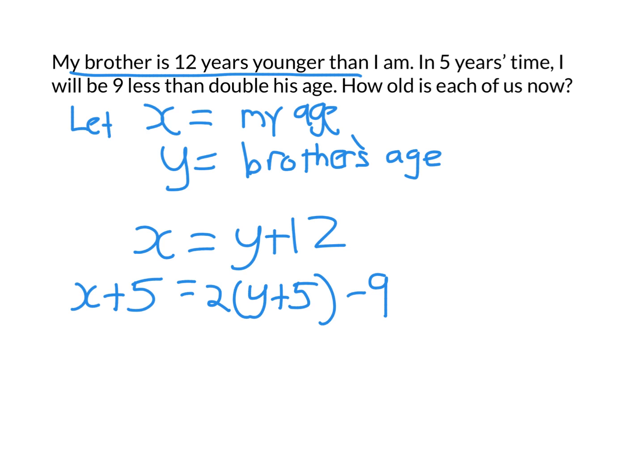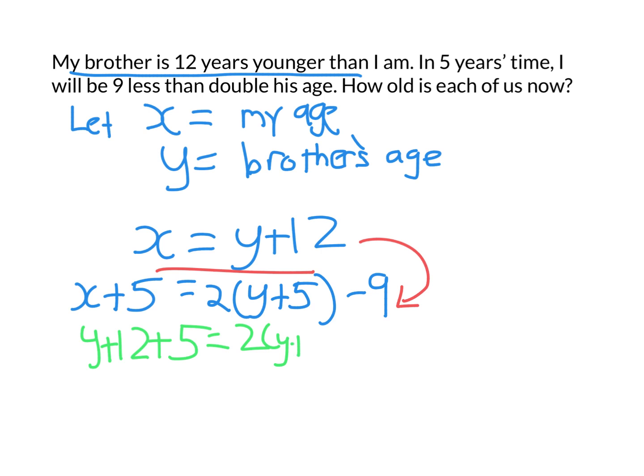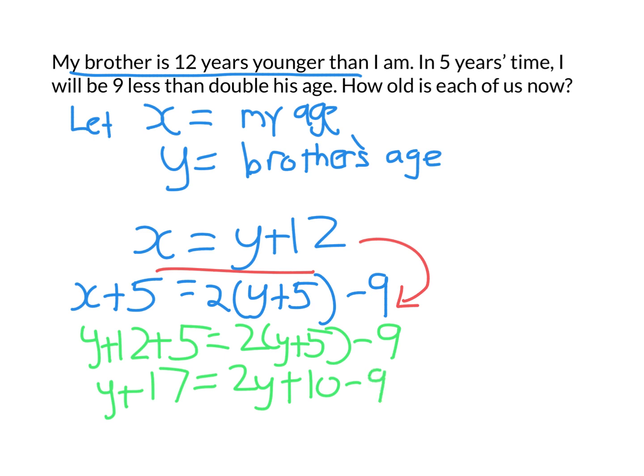What I can do is substitute this equation here into the other one. I can use substitution because x is the subject of this equation. So I take this equation, and everywhere I see an x, I replace it with y plus 12. So I get y plus 12, plus 5 equals 2y plus 5 minus 9. Now I have one equation with one variable. I get y plus 17. Expanding the brackets, I get 2y plus 10 minus 9. Of course, 10 minus 9 just gives me 1.